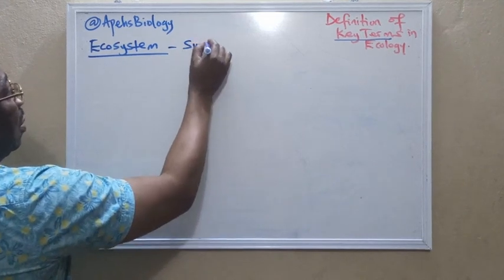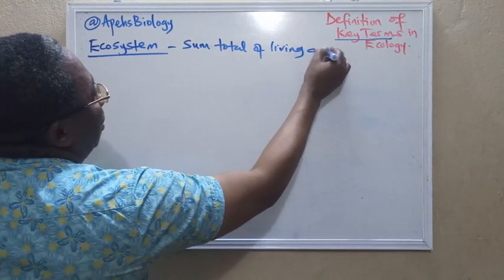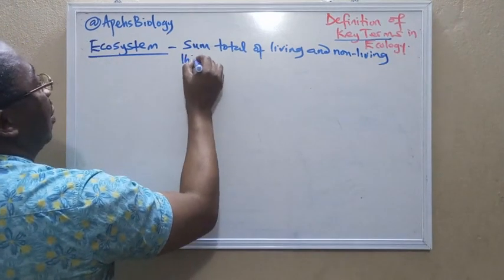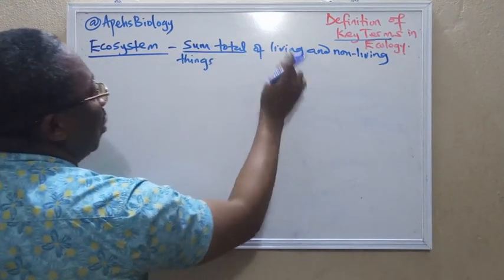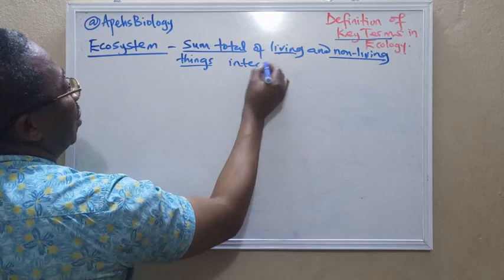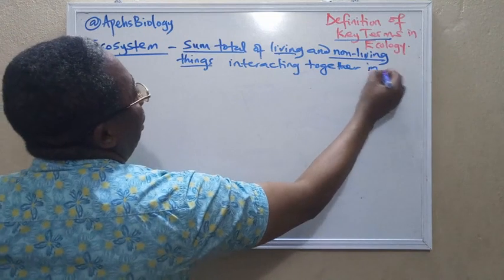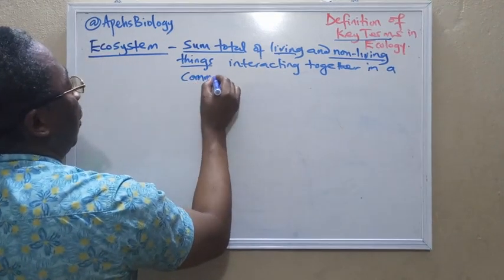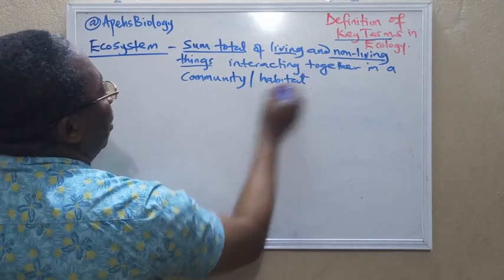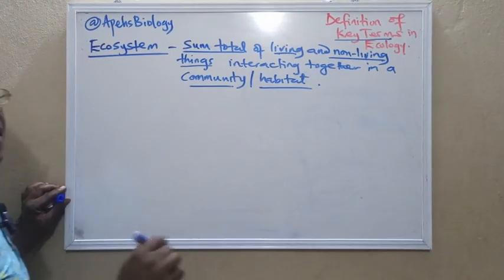Ecosystem: the sum total of living and non-living things interacting together in a community or habitat. That is the meaning of the word ecosystem. Non-living and living things interacting together in a habitat.